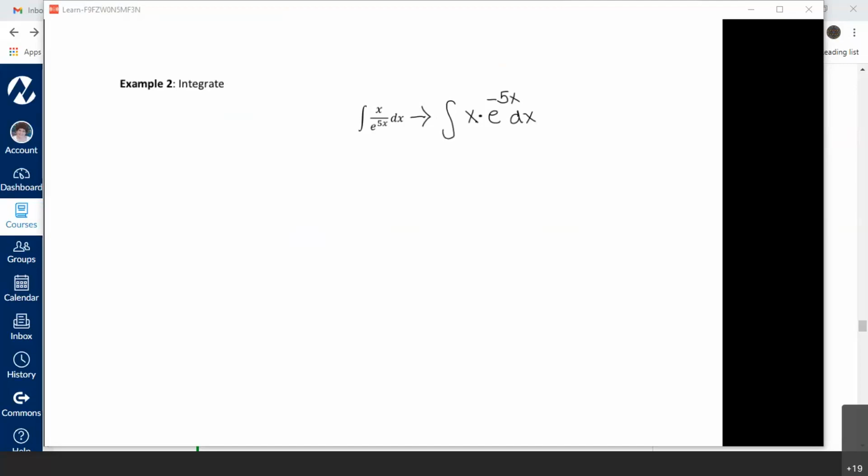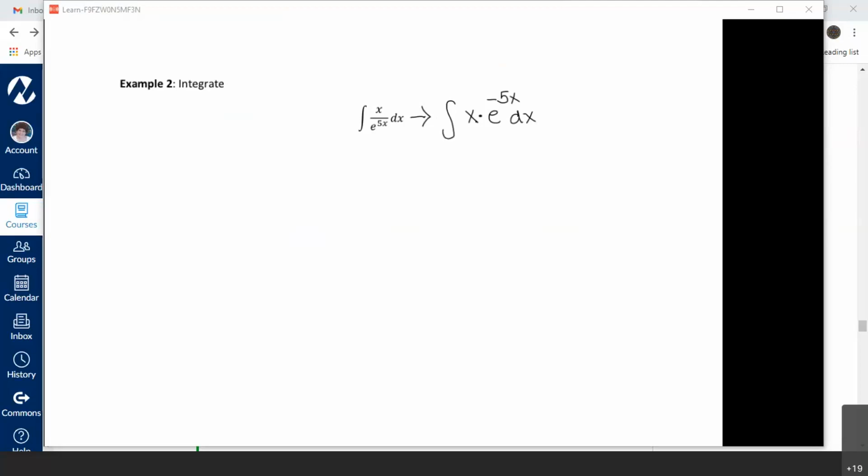Okay, everybody see what I did there? I took e to the minus 5x out of the denominator and I made its exponent negative. That tells you that it belongs in the denominator of a fraction. Why did I do that? Because it's a lot easier to deal with products and exponents than it is with fractions.